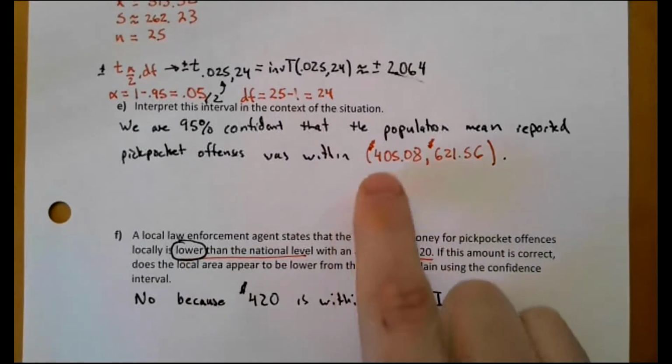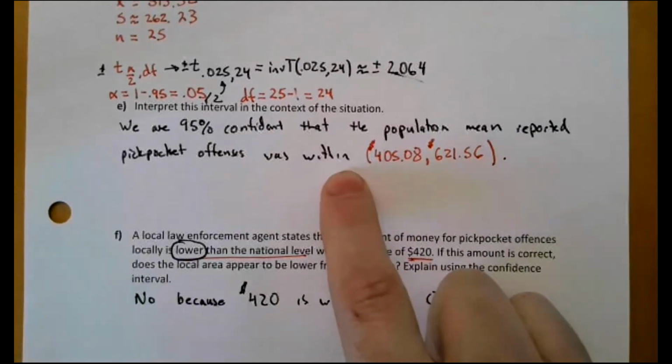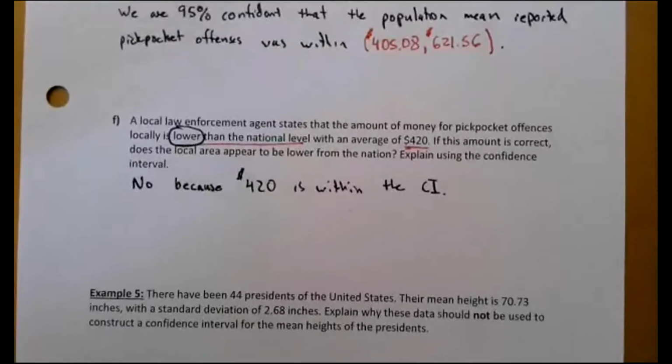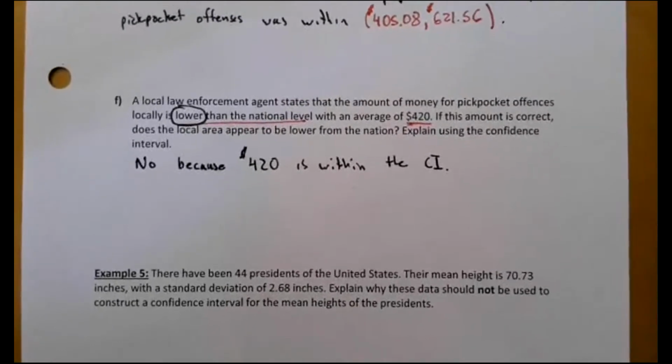Now, if the 420 had actually been below the lower limit, then we would have been able to say yes, because 420 is below the lower limit. Does that seem good, y'all? Makes sense so far. Good. Good.